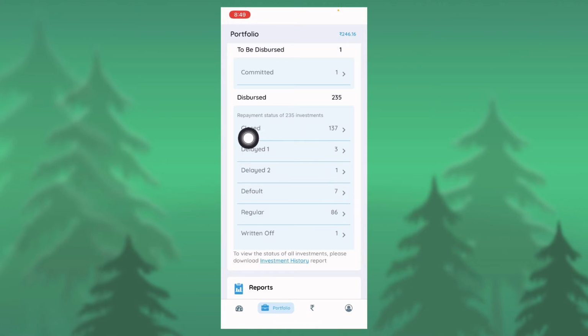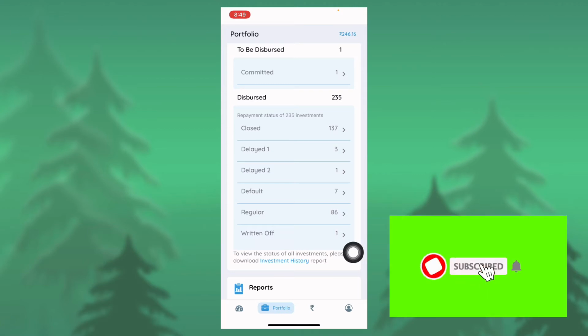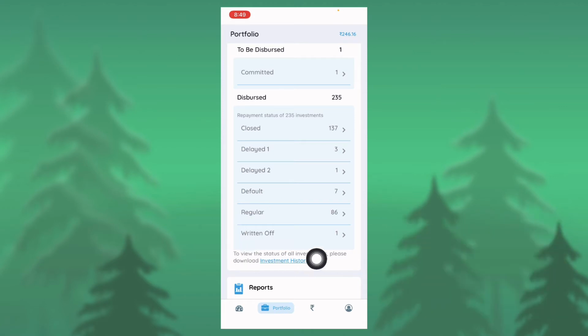The cause of concern is this over here. There are 7 defaults, and most probably all of these 7 defaults will move to the written off section in the month of August. So I would have lost the principal amount also. So in 9 months, this is the first time I have experienced a written off of a loan.